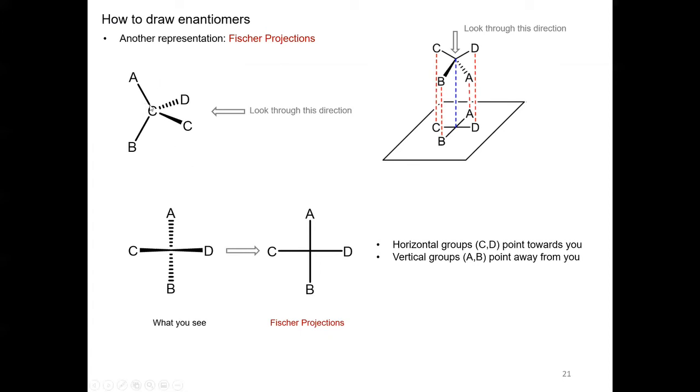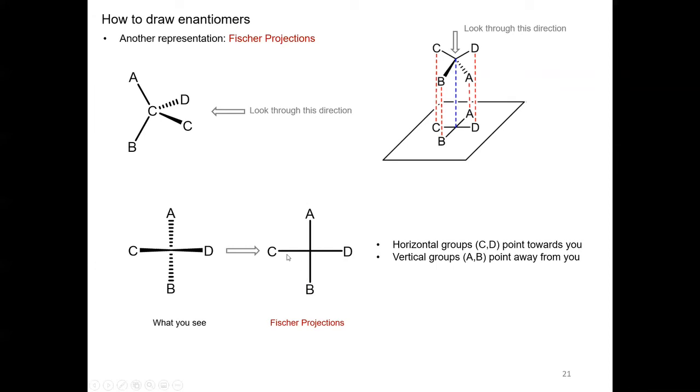Okay, so you have a carbon stereocenter with 4 different substituents A, B, C, and D. If you look through this direction, what you see is here, right? So C and D are pointing to you, A and B are pointing back. If you draw a bold and a dashed bond, you can draw it like this. If we simplify, we eliminate all the bold and dashed bonds, just plain bonds, okay? Then this is called a Fischer projection.